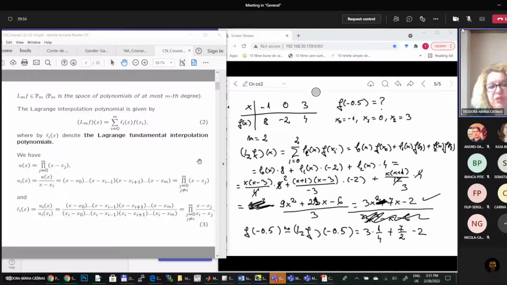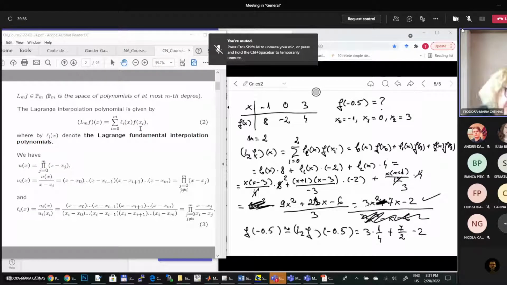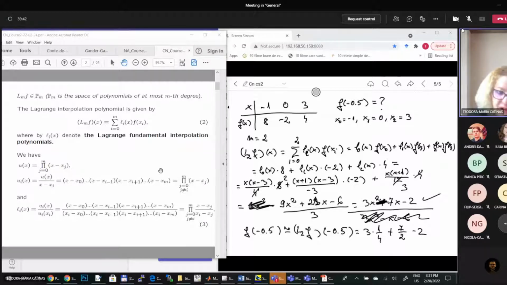So this is how the Lagrange polynomial is obtained. The formulas look complicated, but you see that they are easy to apply. You follow the rules, you follow the formulas, and you will get the polynomial.